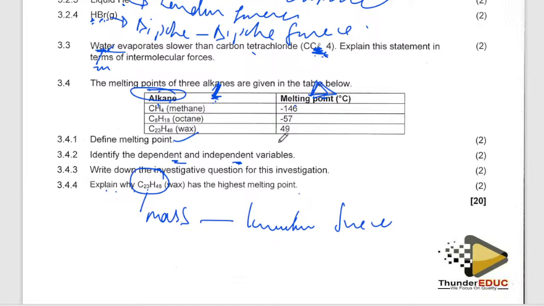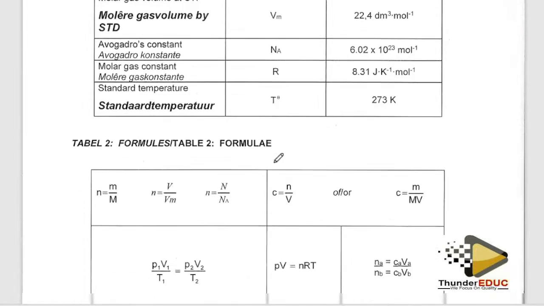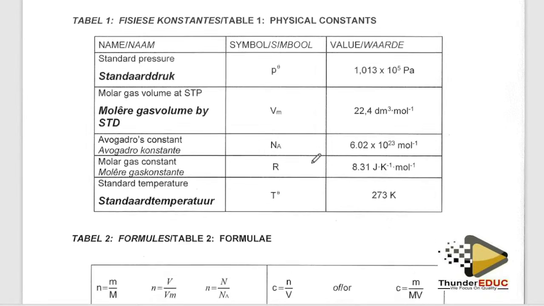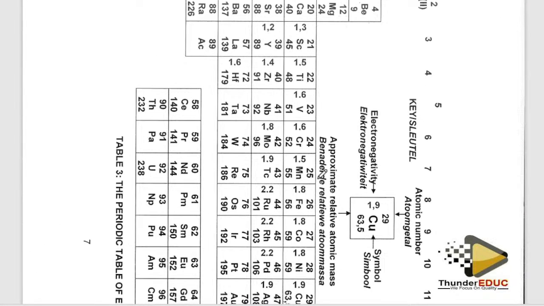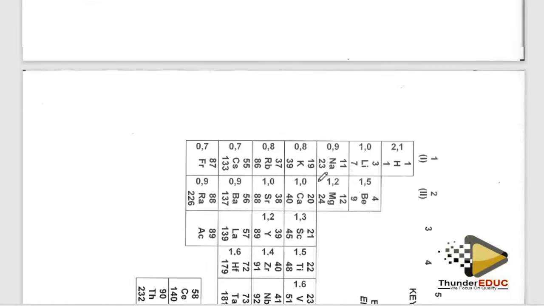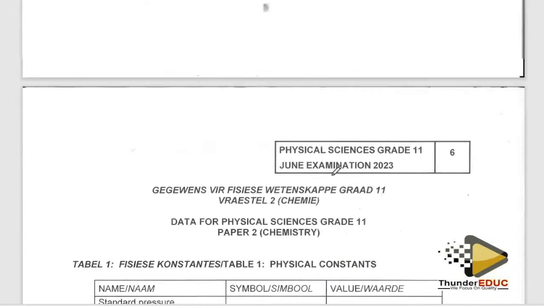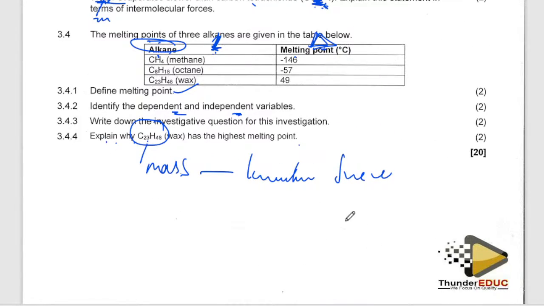I think that was the paper. I didn't see why they put this formula sheet there. Did we use the periodic table? I think we used the periodic table, but the formula sheet was not necessary for this exam. I think that was the paper.